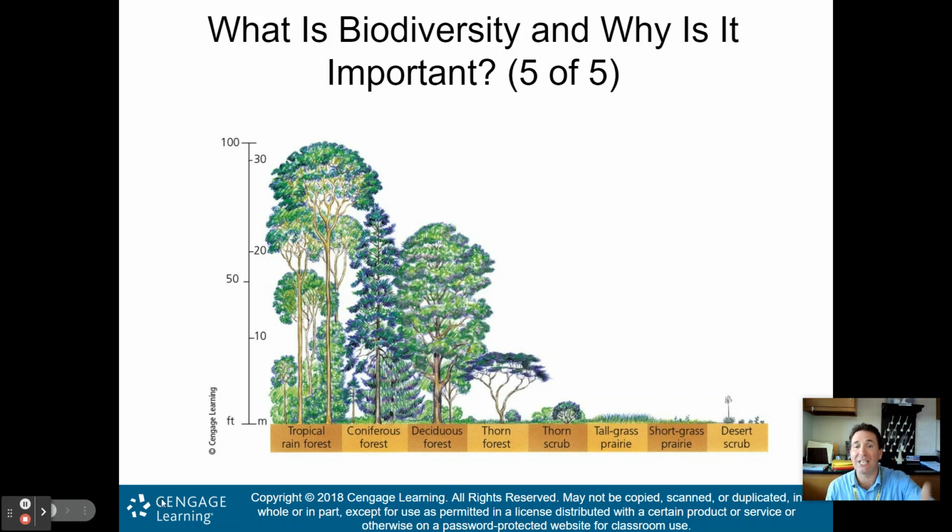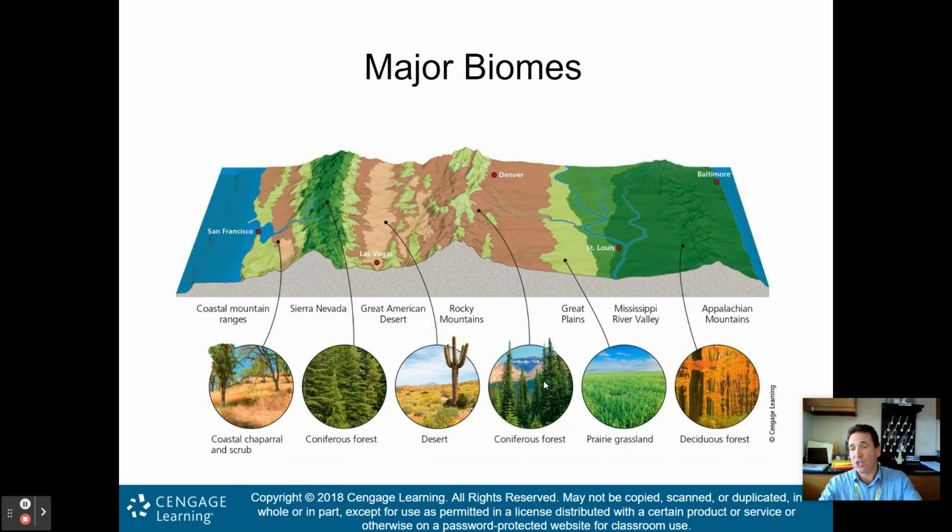And again, we're lucky we have these different community structures out there, because this just increases Earth's biodiversity. You're going to have different plants and animals living in the desert than you're going to have in a tropical rainforest. And just again, to show you the major biomes we have here across the United States, we're actually going to do a whole unit on terrestrial biomes coming up in a couple of weeks.